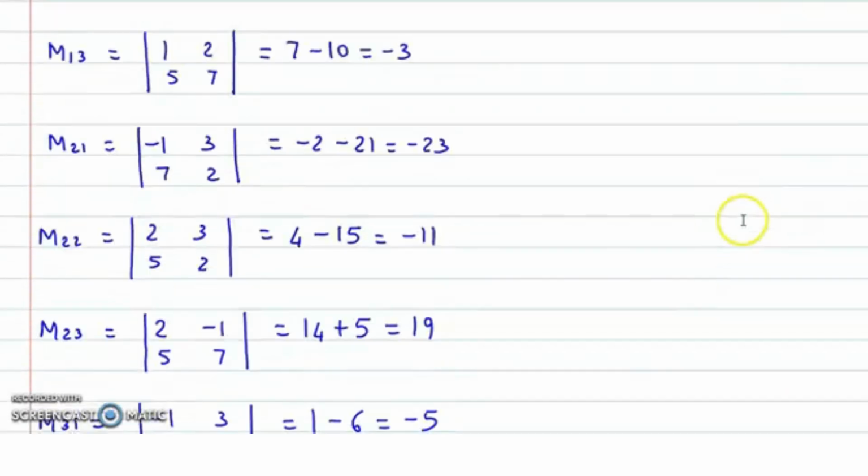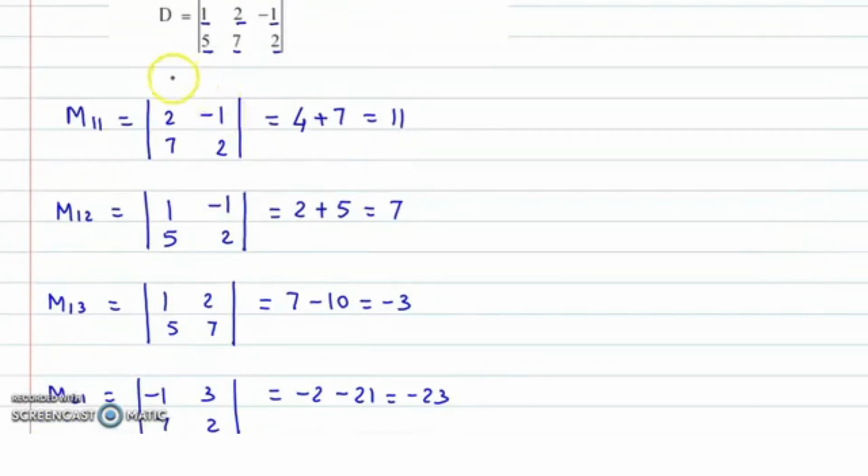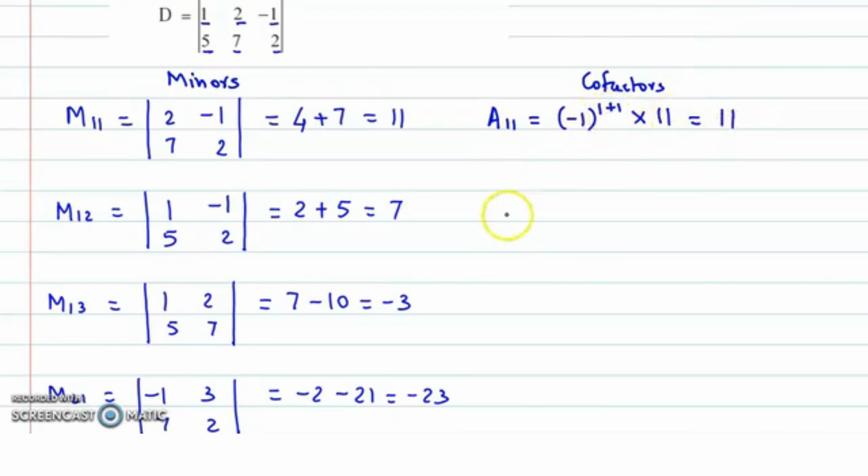अब ये सारे एलिमेंट्स का हमें कोफैक्टर्स भी ढूंढना है. तो ये जो हमने फाइंड किया ये है इसके माइनर एलिमेंट्स एंड नाउ वी फाइंड द कोफैक्टर्स. सो कोफैक्टर्स को हम C या फिर A से भी डिनोट करते हैं. चलिए हम A ले लेते हैं. सो A11 that will be -1 raised to 1 plus 1 into the corresponding minor element that is 11. अब -1 का स्क्वायर that's 1 into 11 तो ये आ जाएगा 11.